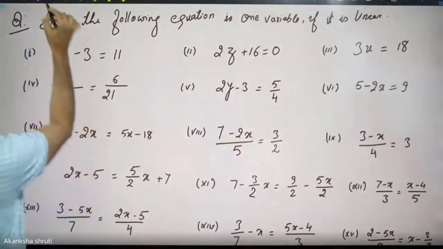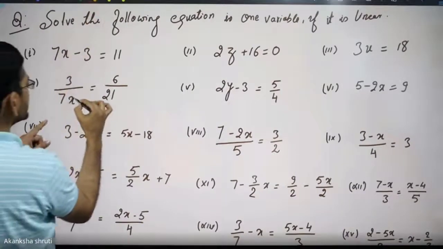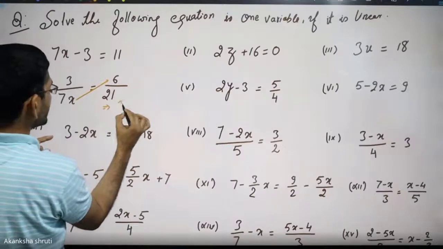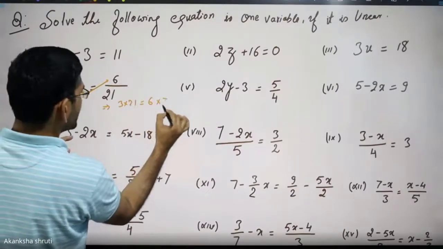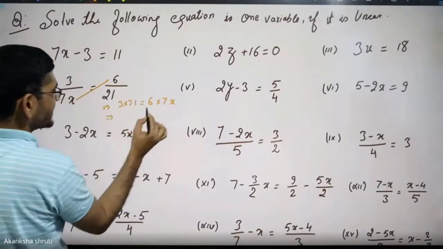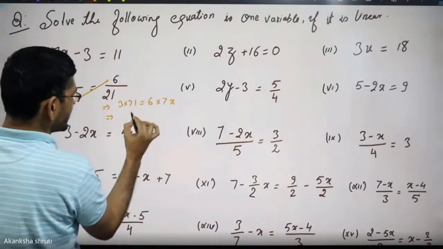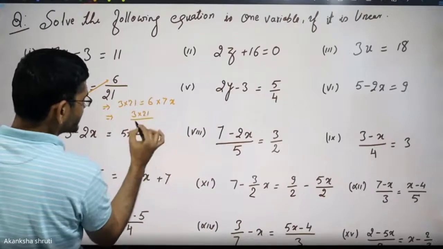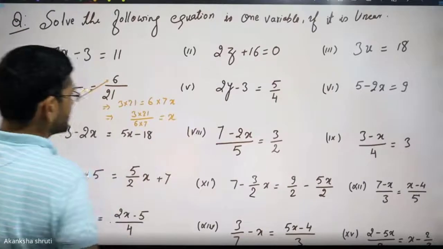Here, what to do, students? If we are considering this one, very easy. You need to go for the cross multiplication. So this simply means 3 into 21 is equal to 6 into 7x. Then what will be x? For x, you need to bring this coefficient to the denominator of this. 3 into 21 divided by, what was this, 6 into 7? This has x. So the x value will be this one.